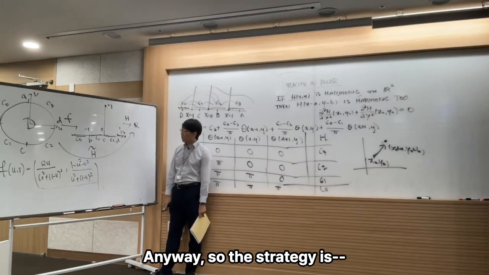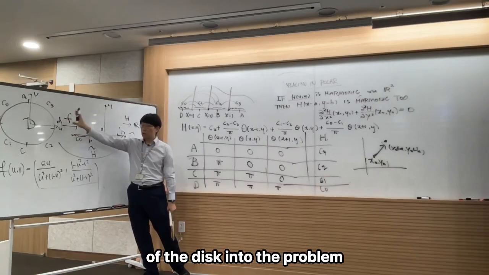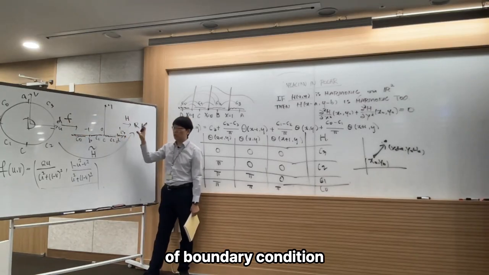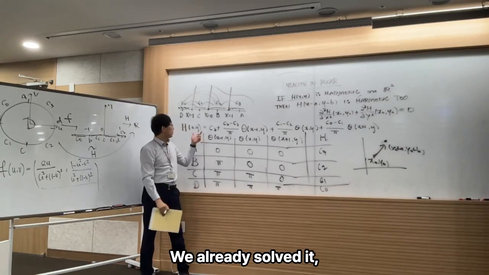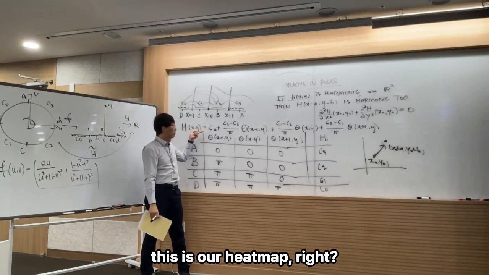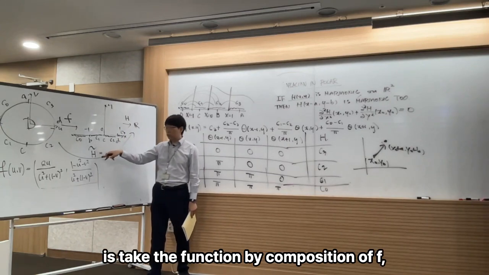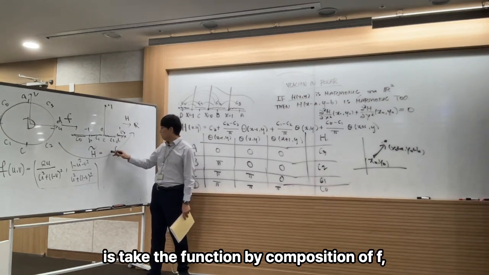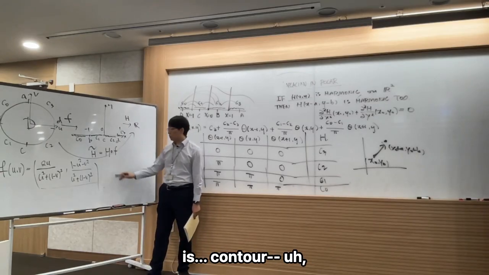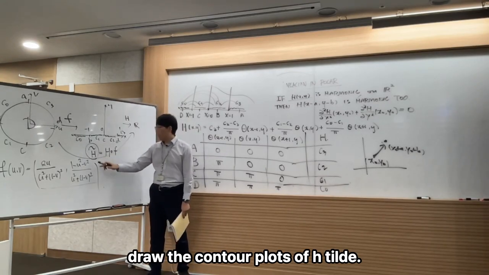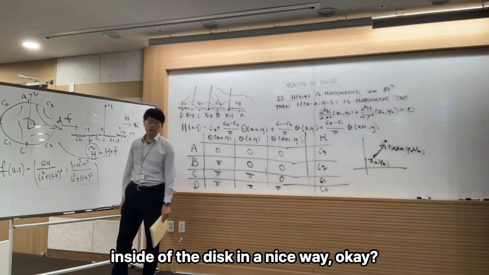Anyway, so the strategy is, now we converted the problem of the boundary condition of the disk into the problem of boundary condition of the upper half plane, and we can solve that problem. We already solved it. This is our solution. This is our heat map, right? So then what we have to do is take the composition of this function F and H. All we have to do next is draw the contour plots of H tilde. Then we get the contour lines inside of the disk in a nice way.